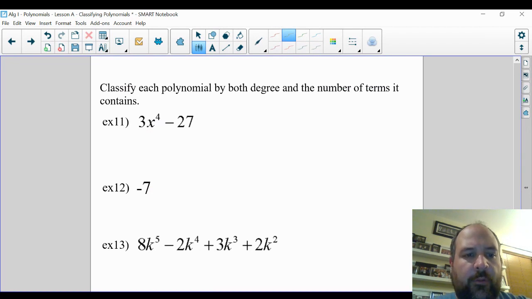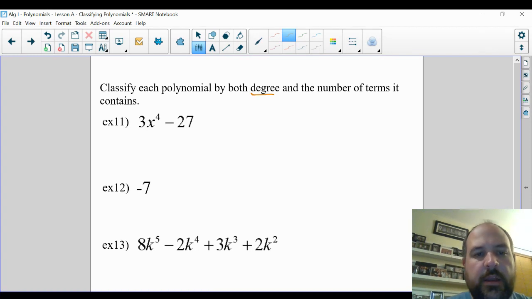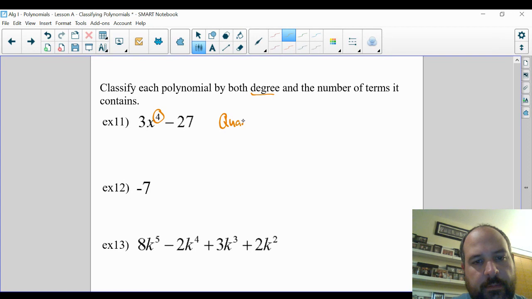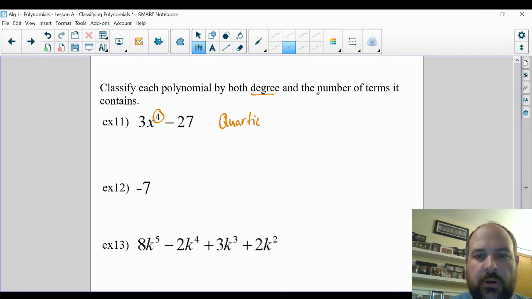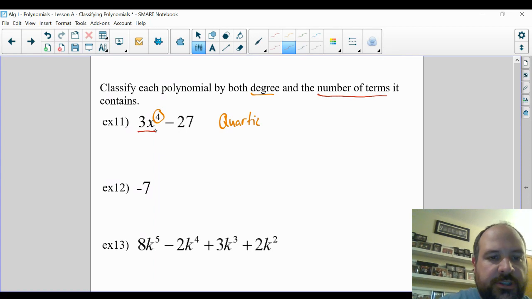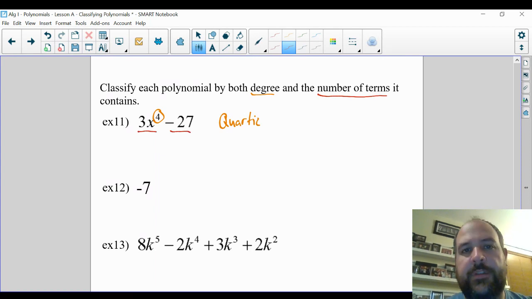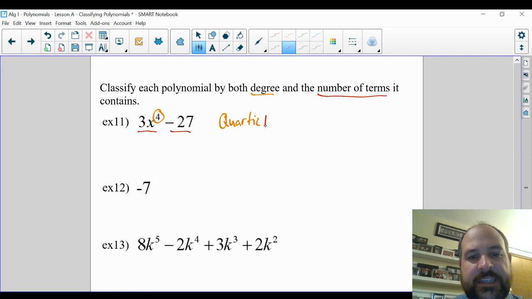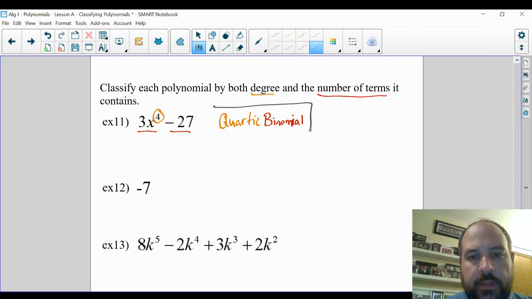So if we look at number 11, 3x to the fourth minus 27, first thing we're going to look at is the degree. So when I look at the degree in this case, that's the exponent here. That would be 4. So that tells me that this is a quartic polynomial of some sort because it's degree 4. And then the number of terms, if I look, there are 2 terms here, the 3x to the fourth and the negative 27. That makes this a binomial. So put together, we would refer to this as a quartic binomial. That would be its full name.